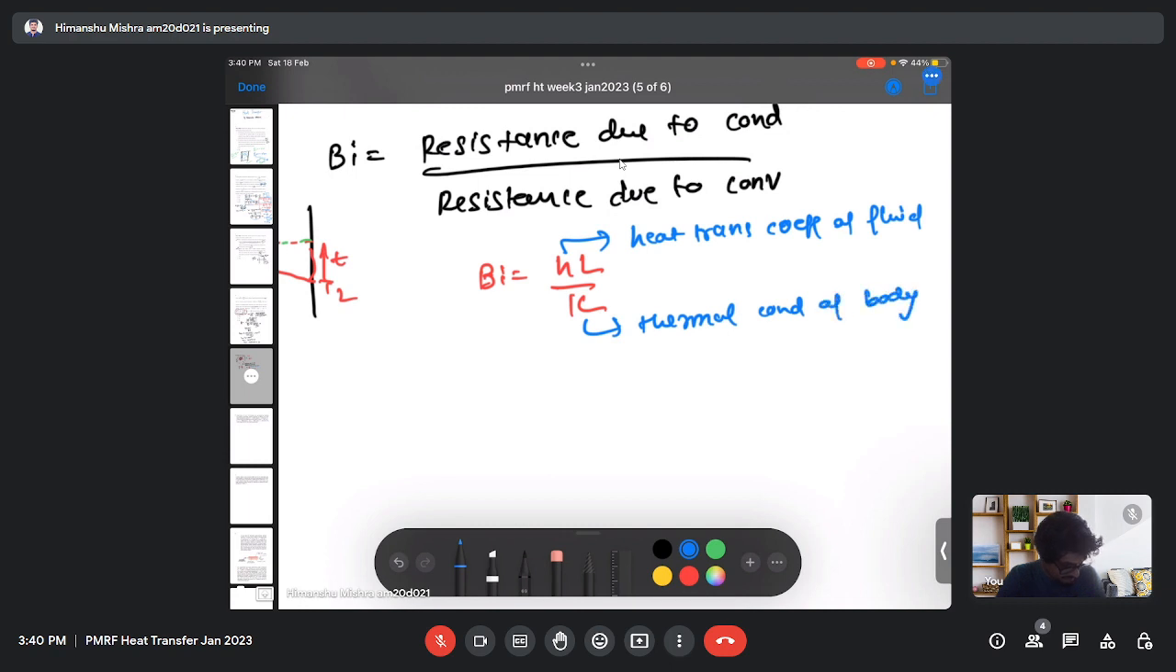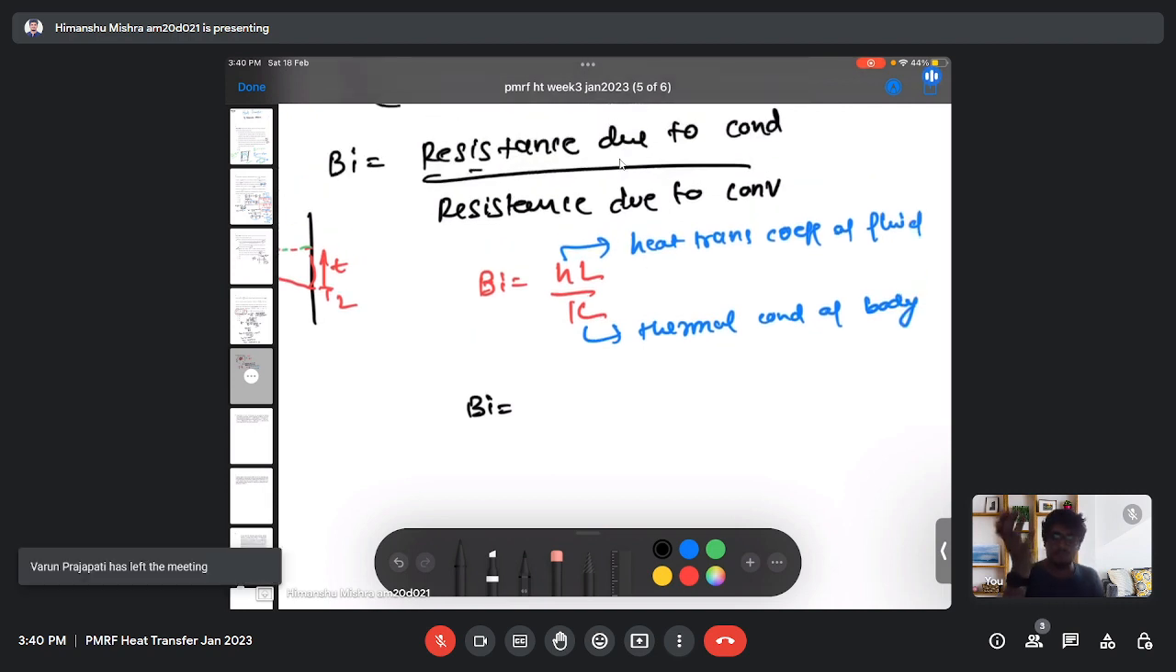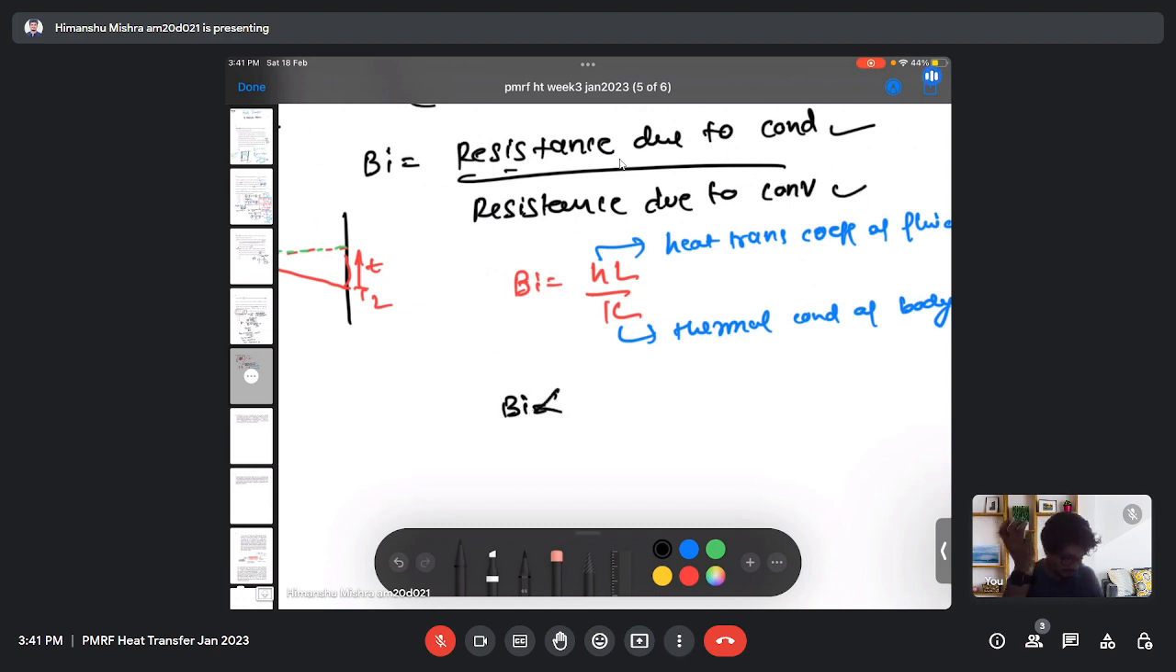So for the lumped heat transfer systems, since we are assuming the resistance is negligible, because we want the body to attain the uniform temperature as quickly as we can, my numerator should be very much less than my denominator. That means for lumped heat transfer, my Biot number should be less than 1 or close to 0. With this assumption, we can use the lumped heat transfer system effectively.